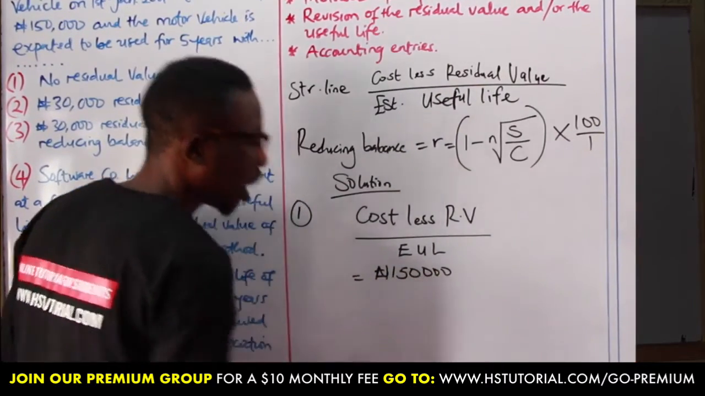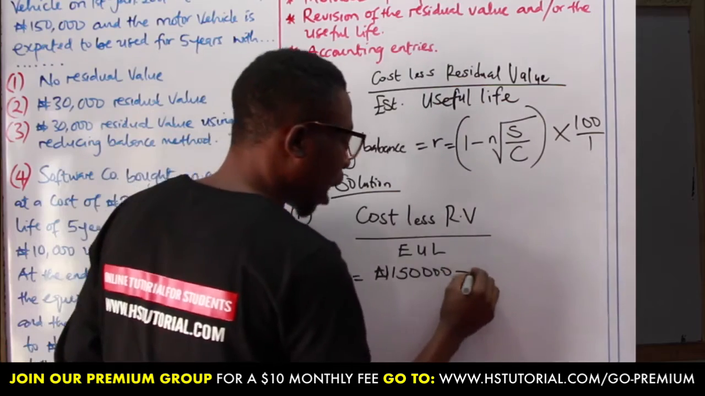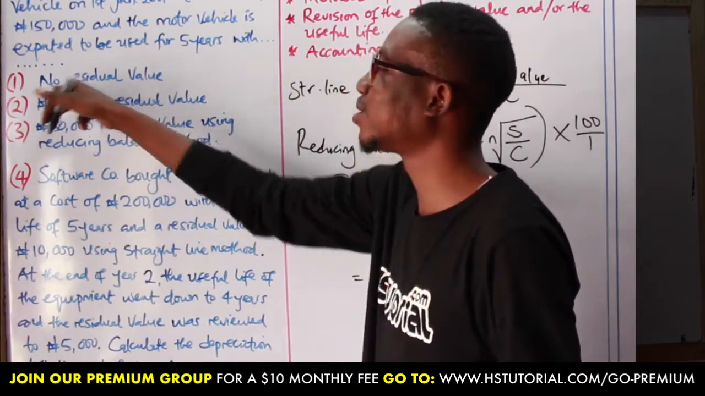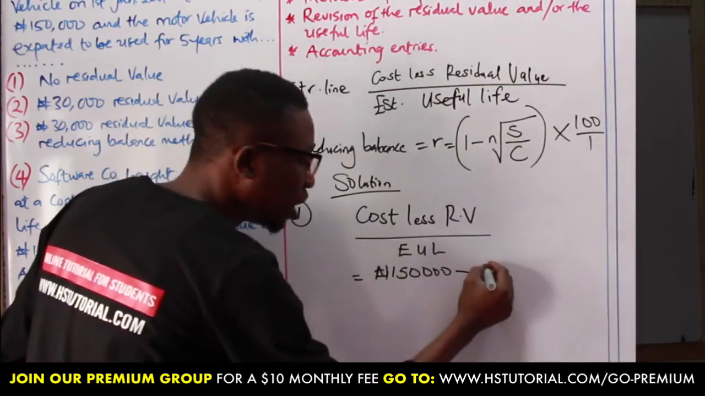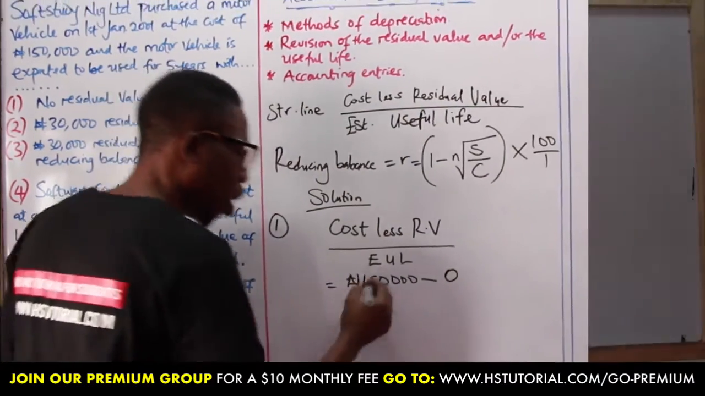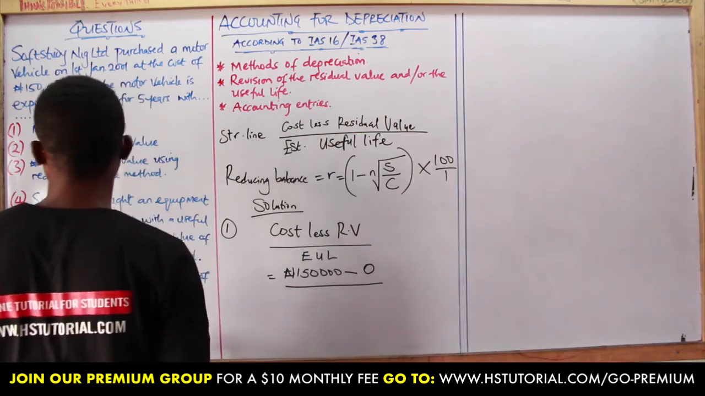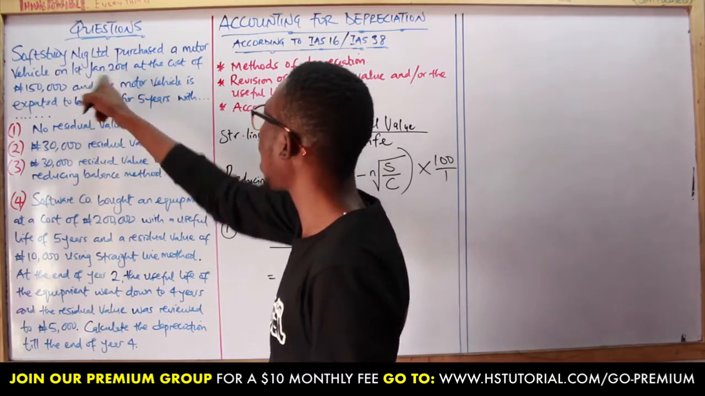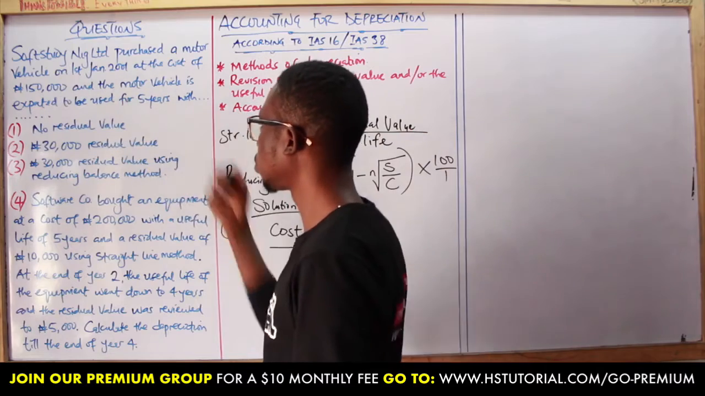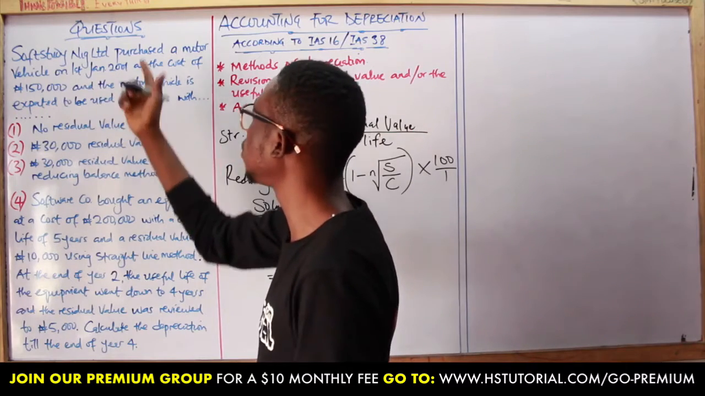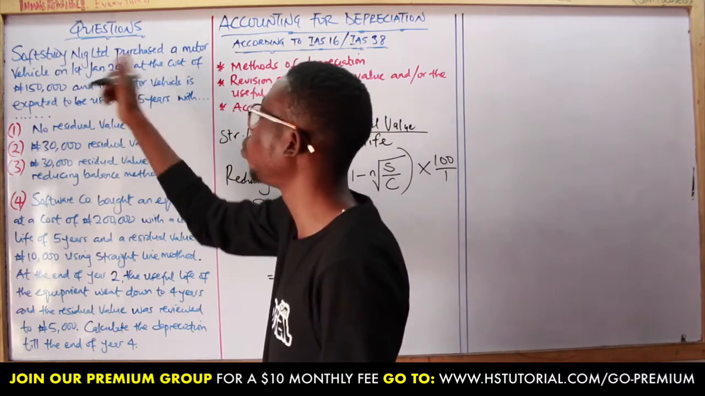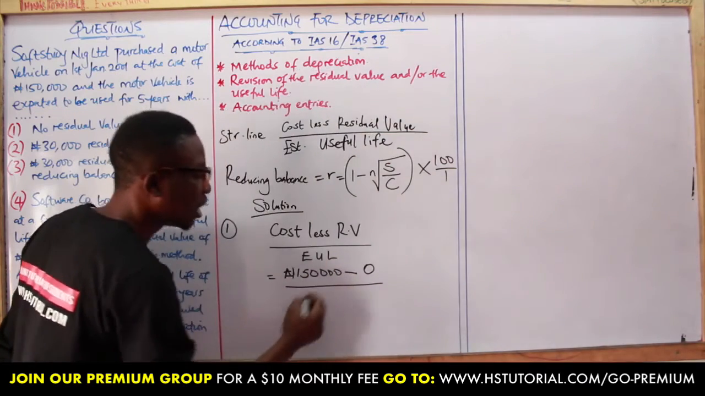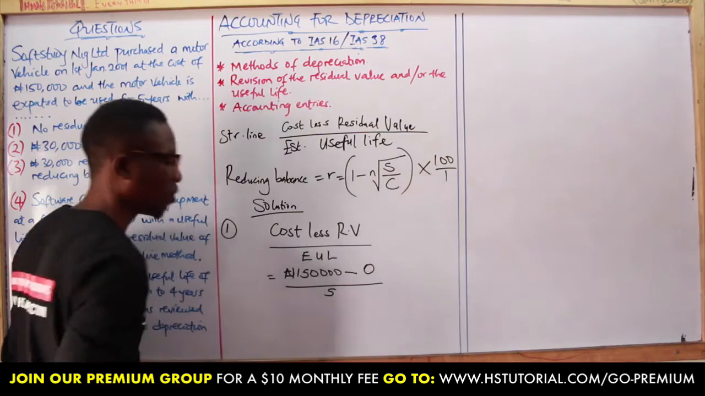150,000 naira. Less means minus. What's the residual value in the first one? In the first question, they said there is no residual value, so that will be 0, right? All over, what's the estimated useful life? How many years do they tell you to solve that? How many years do they mention that this motor vehicle will be used for? It is 5 years. So you will have to represent the estimated useful life as 5.